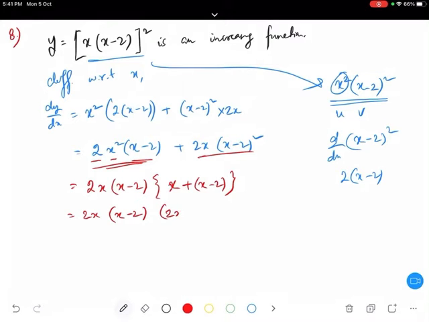And this one is what? 2x minus 2. This is what we have. So I can take 2 common from here. So I get 2 into 2, that is 4x, x minus 2, x minus 1. So this is what we have.